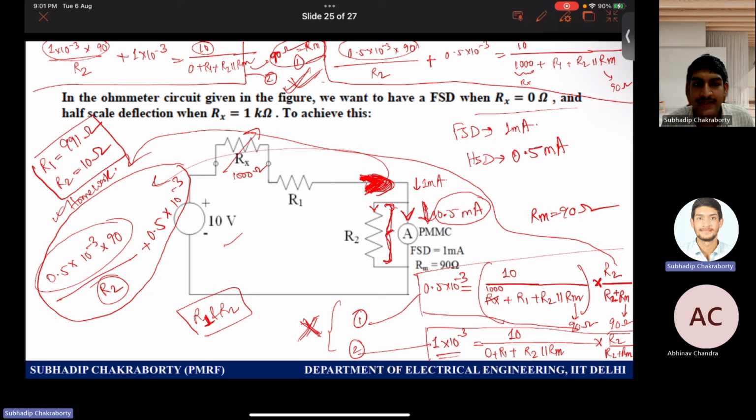Okay, try this problem as a homework. And try to solve these simultaneous equations. You will get the value.